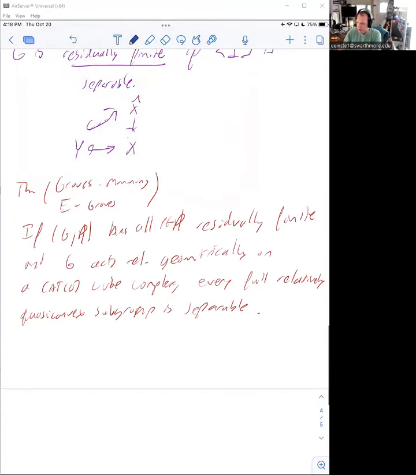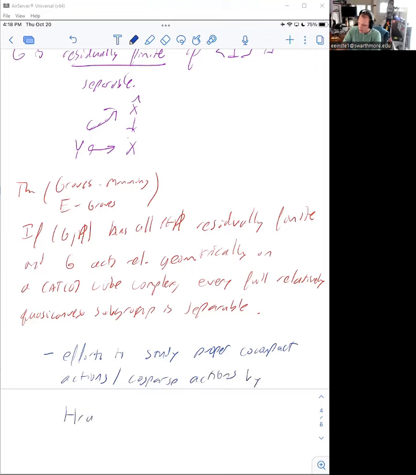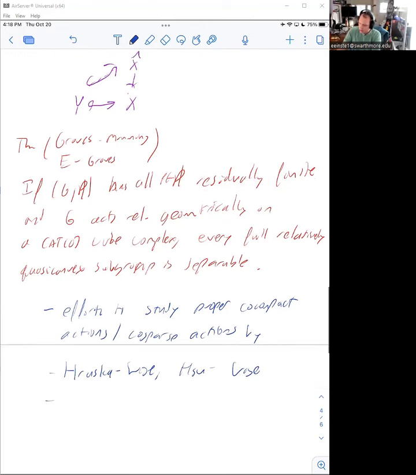The other thing, I should note, is that there are efforts to study proper co-compact sparse actions. So if you're interested, you should look up papers of Hruska and Wise, Shu and Wise, and also Oregon Reyes, who's a student at Nagel.